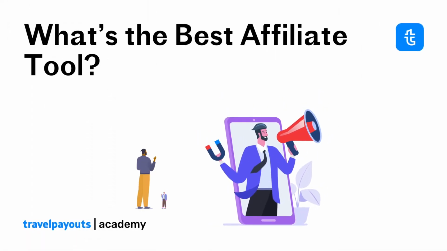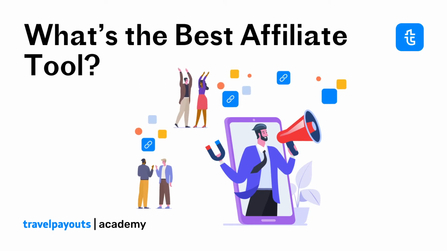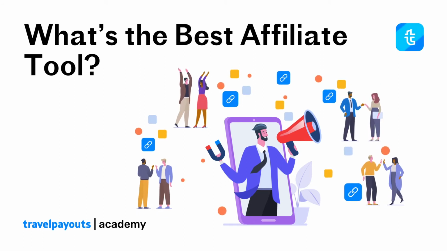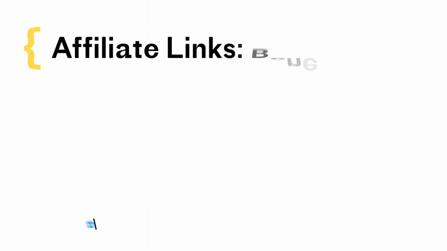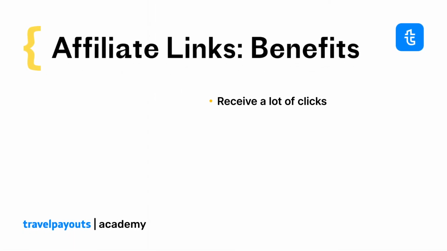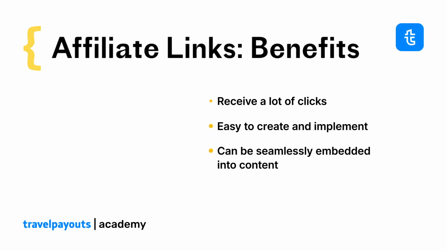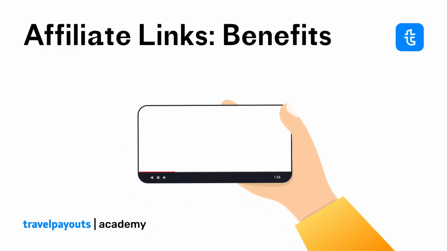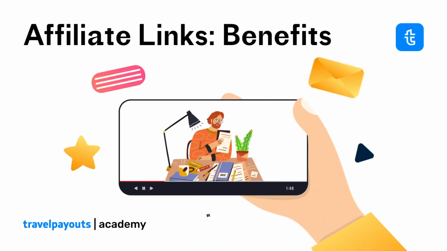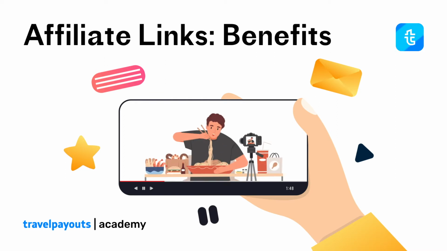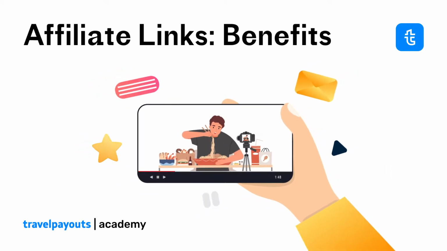What's the best tool to get started with affiliate marketing? That's a question we get all the time. The answer is affiliate links. Why? Because affiliate links drive a lot of clicks, are super easy to create, and can be seamlessly embedded into your content. Besides, they naturally fit almost any affiliate campaign, whether you're a lifestyle blogger, vlogger, social media influencer, or any other type of publisher.